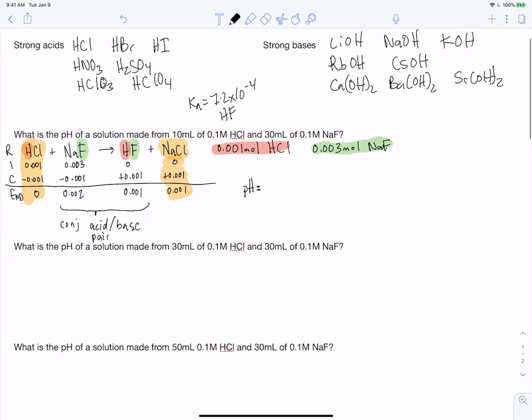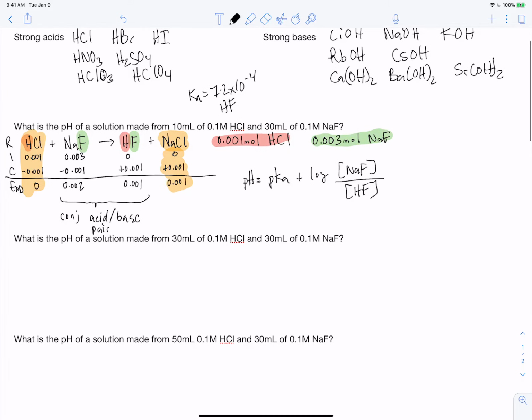So I could do this with a rice table, and we could do it, but it'd be challenging. You could write out an equilibrium expression for NaF or HF and solve using Ka or Kb, like we do with minus x, plus x, that kind of thing. But much easier is to realize that the pH is going to be equal to the pKa plus the log of the concentration of sodium fluoride divided by the concentration of hydrofluoric acid.